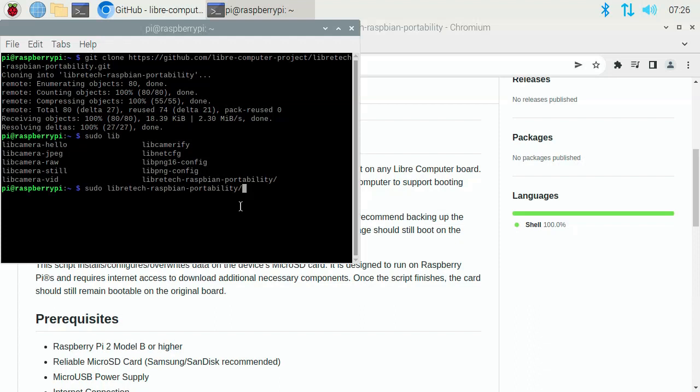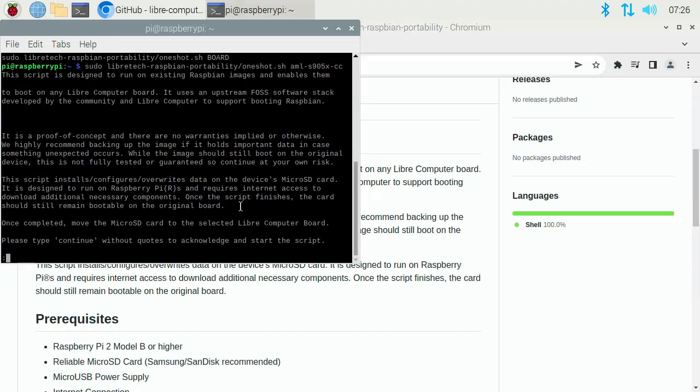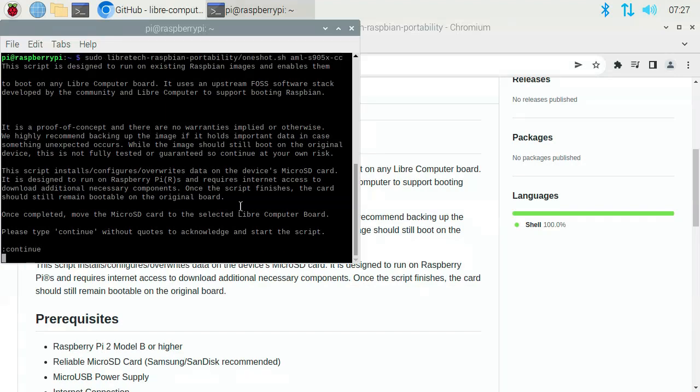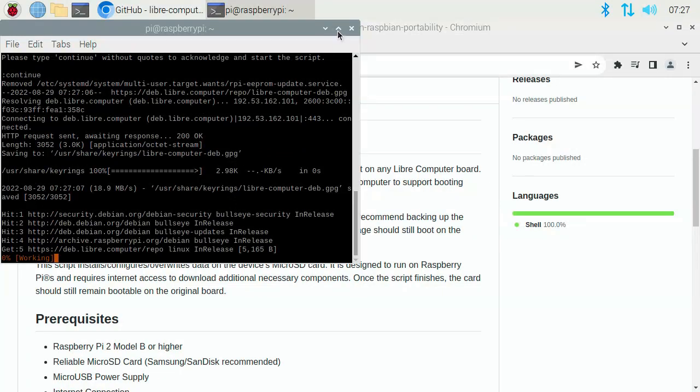The porting process is non-destructive, so it should still boot and run like normal on your Raspberry Pi board. That being said, we recommend that you back up important data in case something unexpected happens. The tool we'll be using for this demonstration is called Libre Computer Raspbian Portability, and it is available on GitHub.